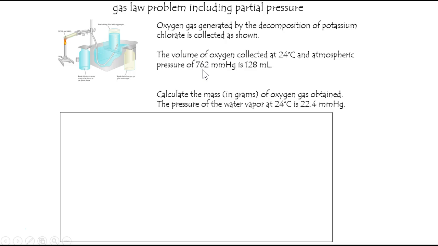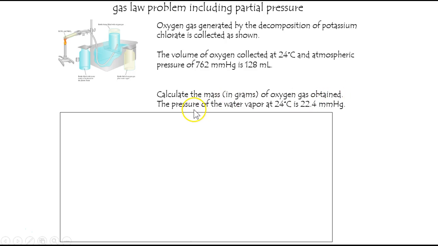Now I could convert that into atmospheres, but I know since they collected it over water, water has a small partial pressure that I'll have to subtract out. Calculate the mass in grams of the oxygen gas that got obtained. Mass in grams. Well, I can go for moles. If I have half a mole, that would be 16 grams. So I'm going to get N first.